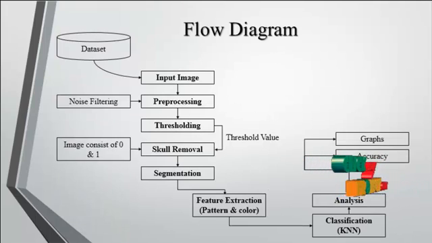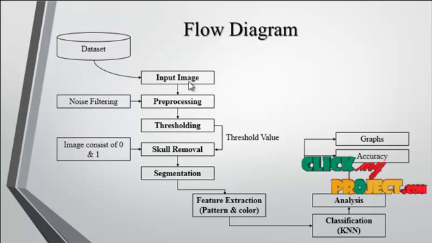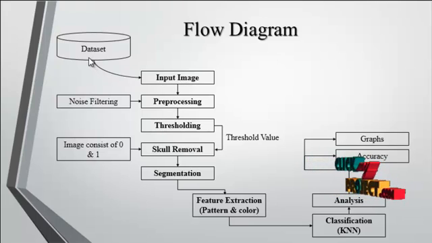Now we are going to discuss the flow diagram for the process. At first the input image is taken from the dataset. The dataset is the folder which consists of several input images. After getting the input image from the dataset, pre-processing is carried out. In this pre-processing step, noise removal and resizing are carried out.